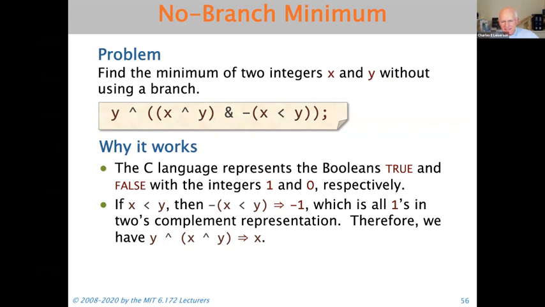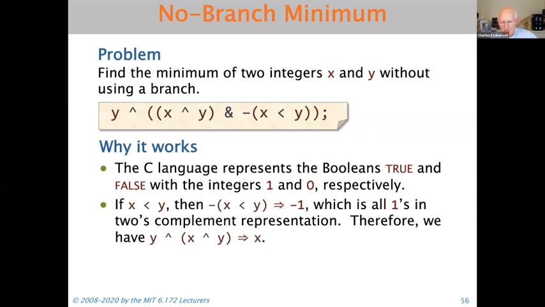Now, if x is less than y, then the part of the expression after the ampersand produces -1, which is a word with all ones. And we know that ANDing anything with all ones yields the anything, in which case we have the XOR identity, y XOR the quantity x XOR y, which we know is just x. Okay, so if x is less than y, this produces x.